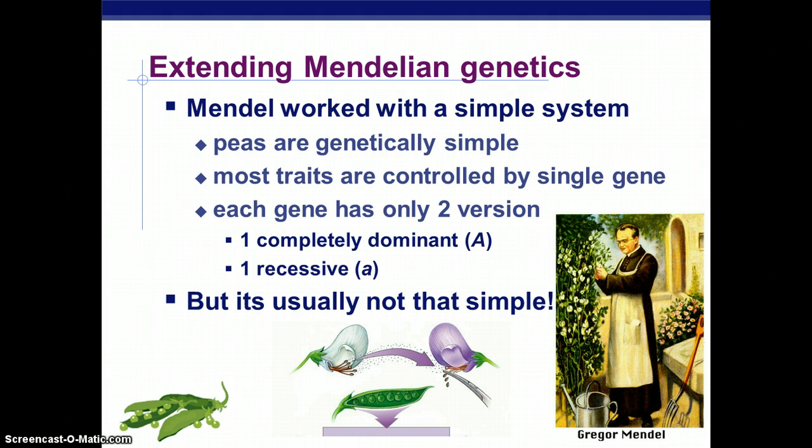So Mendel worked with a very simple system, and peas are genetically simple. Most traits are controlled by a single gene. He got lucky in this. Many things do not work like this. So each gene in the pea plant only had two versions: a completely dominant, a big A, or a recessive, a little a.